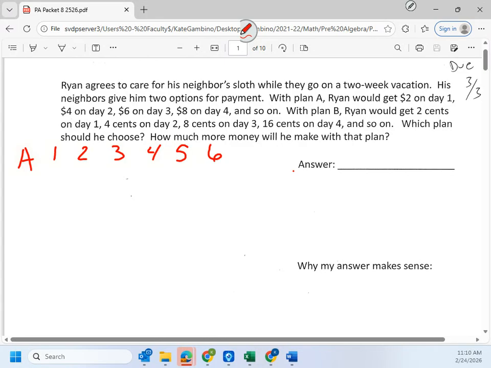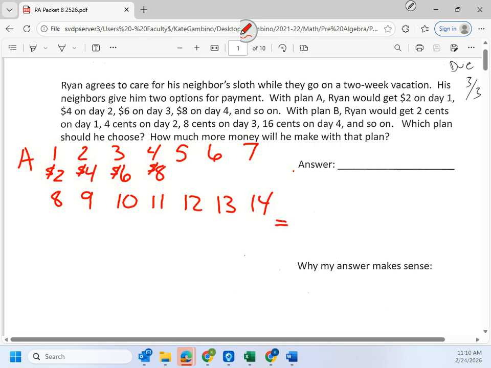If they are going for 2 weeks, we know there are 7 days in a week. So I'm going to count my numbers up to 14, 2 weeks. Then I'm going to say, okay, how much money is he getting on each day? The first day he gets $2. The second day he gets $4, and then $6, and then $8, and so on, filling in your numbers underneath every day. And at the end, you're going to add up every day's amount to get a total amount that you are paid. So you're going to get a total amount for Plan A.